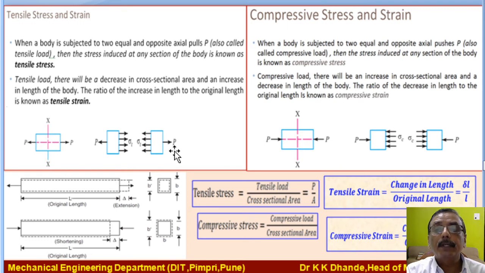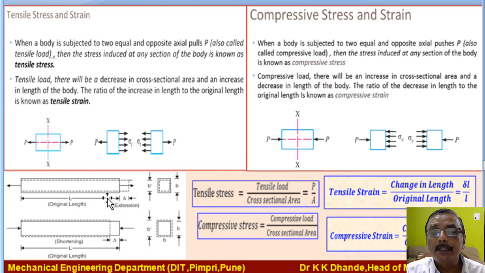Now come to the first point, tensile stress and tensile strain. Now we have learned, when the load is acting away from the center of the body, then that load we may say is the tensile load. So when a body is subjected to two equal and opposite axial pulls, then the stress induced in that cross sectional area of the body is known as tensile stress. Due to the tensile load, there will be a decrease in cross-sectional area and increase in length of the body. So we may say the ratio of increase in length to original length is known as the tensile strain.